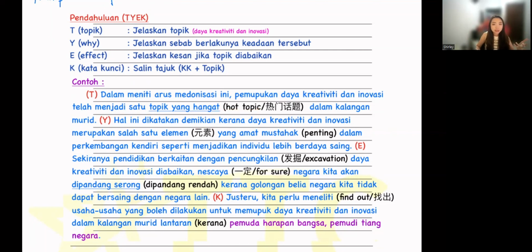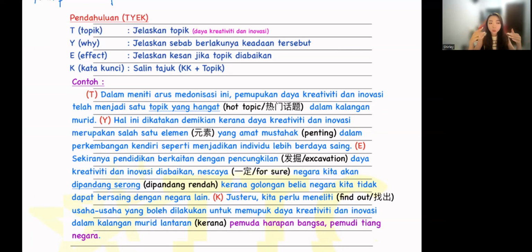Daya kreativiti dan inovasi. Yes, one set. Merupakan salah satu elemen. Elements in English, they are the same, it's just with a T for English. Yang amat mustahak dalam perkembangan kendiri. Perkembangan kendiri means your self-development. Guys, this is not a typo. You have this term kendiri. Then teachers, what is the difference between kendiri and sendiri? Basically, kendiri and sendiri have the same meaning.